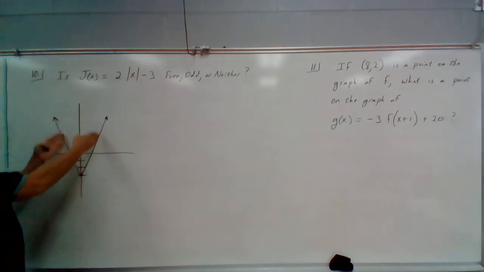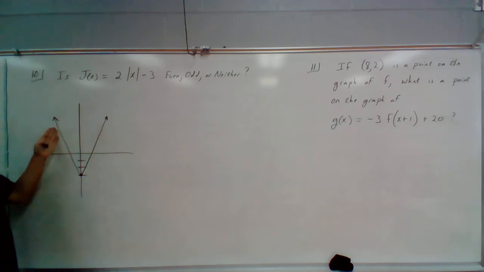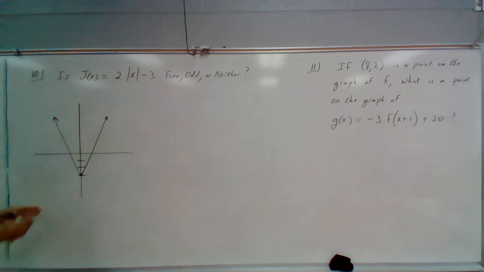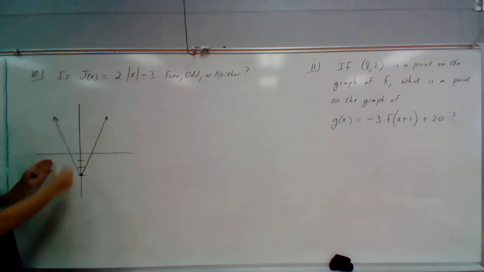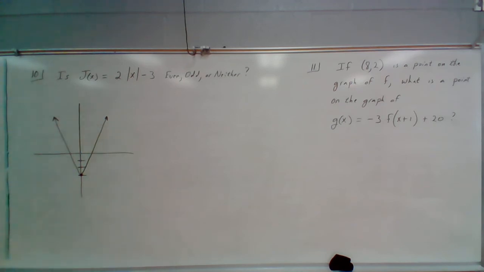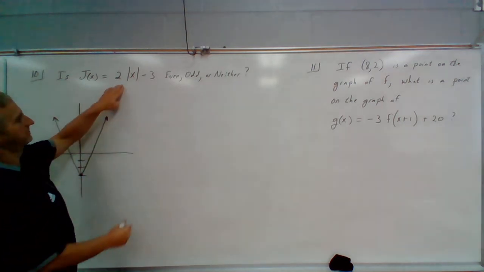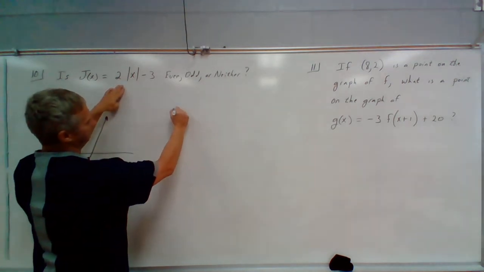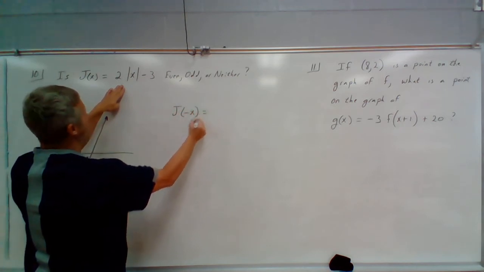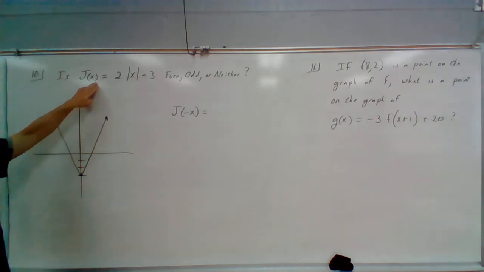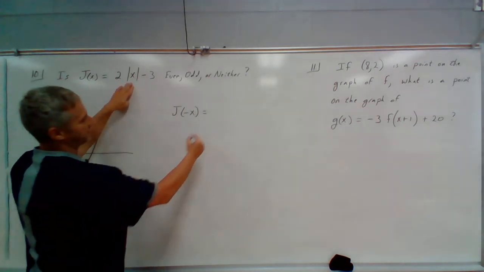So you guys know that if it's symmetric around the y-axis, then it's an even function. So clearly, this is symmetric around the y-axis. So this function should be even. And so we think it's even. We need to actually prove that, though. So the test is to plug negative x into the function. So I'm going to plug negative x in here.